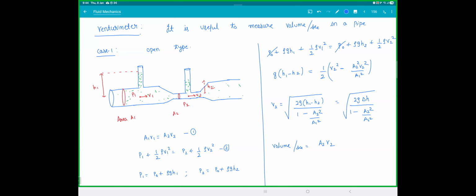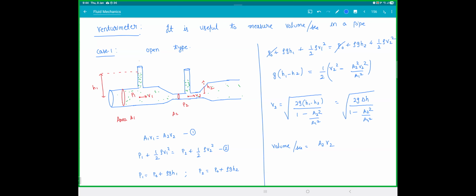Yeah, but this is a bad model, right? Because if you can see, these are exposed to atmosphere. So if you are measuring gas or something, they can leak, and we don't want to have something like this. So we want to keep a closed type venturimeter.